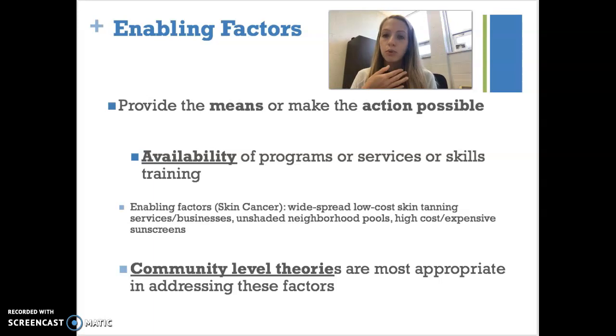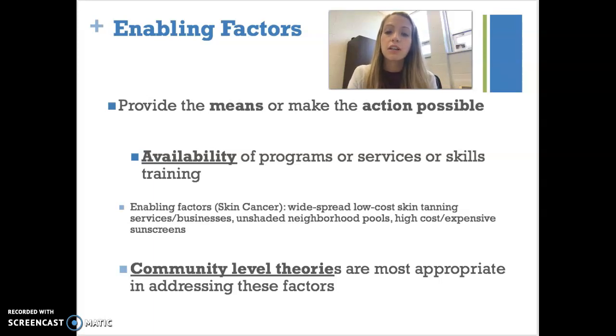Unshaded neighborhoods and pools, areas that don't have lots of cabanas or umbrellas, areas where you can be shaded while also being outdoors, increases our risk for skin cancer. High cost, expensive sunscreens. I don't know if you've bought sunscreen recently, but they are expensive. $5-6 a bottle. That's very expensive, and it can be a barrier, an enabling factor for choosing the wrong behavior.